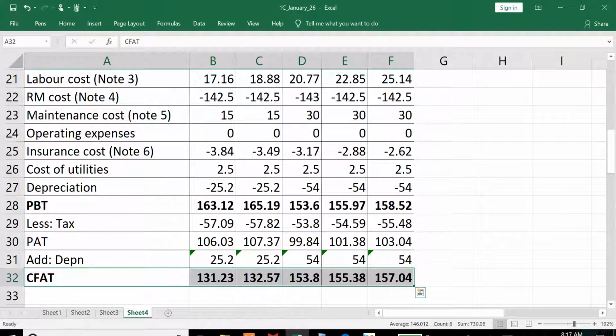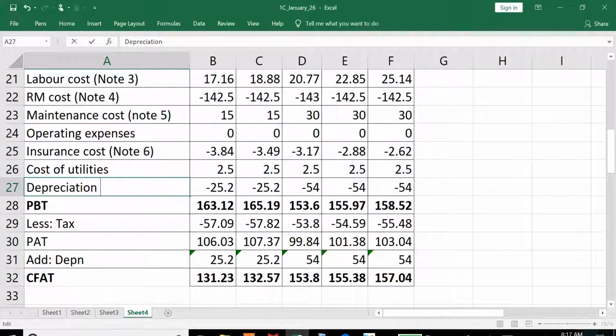These will be your CFAT for 5 years. The critical part is getting these numbers. It's not that it's difficult, it is just that we'll have to do a lot of calculation. Any doubts in these CFAT numbers? Can you proceed? Next working note.